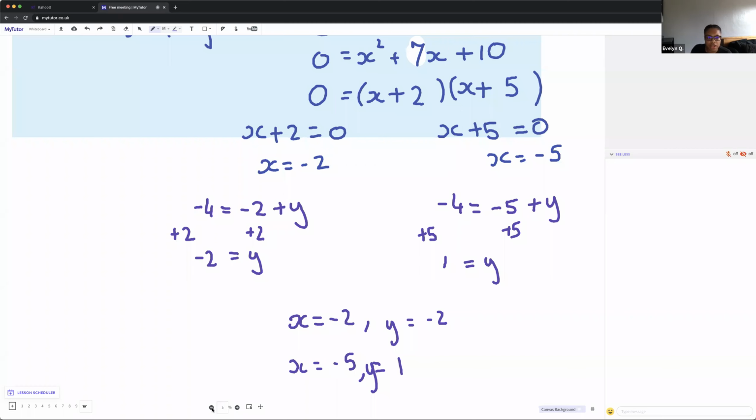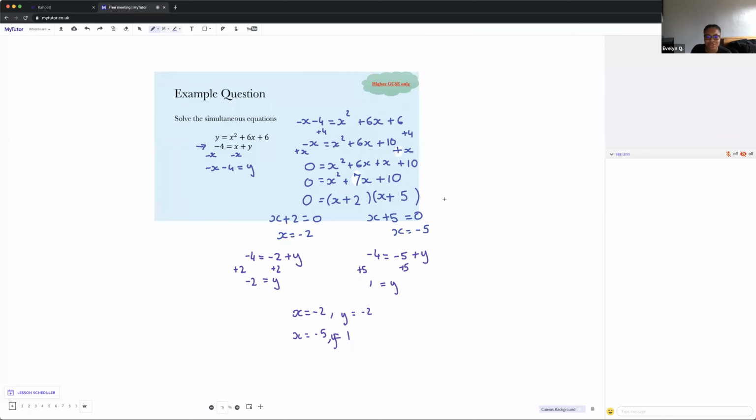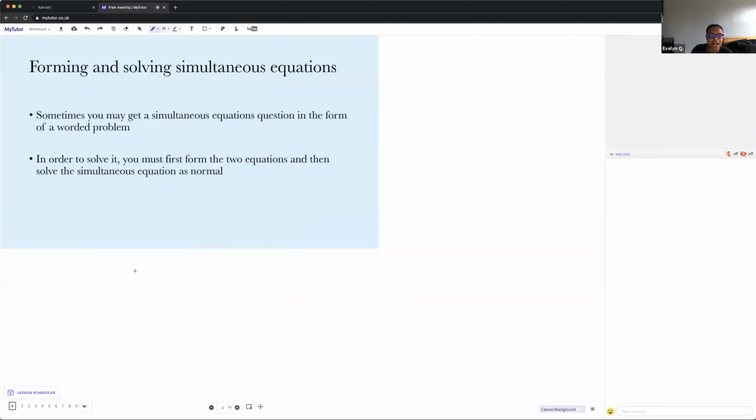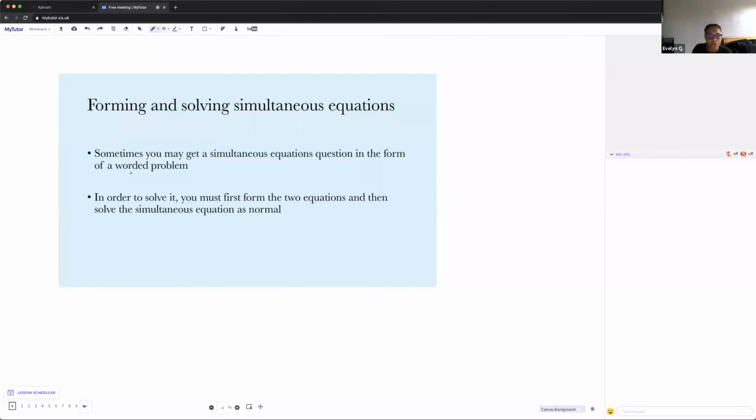Remember, it is only higher students. Any foundation students who are completely lost, don't worry, you don't need to know this for your exam. The second to last thing I like to go through before we go on to that quiz is forming and solving simultaneous equations. So someone was talking about worded problems. Sometimes you do get simultaneous equations in the form of a worded problem.